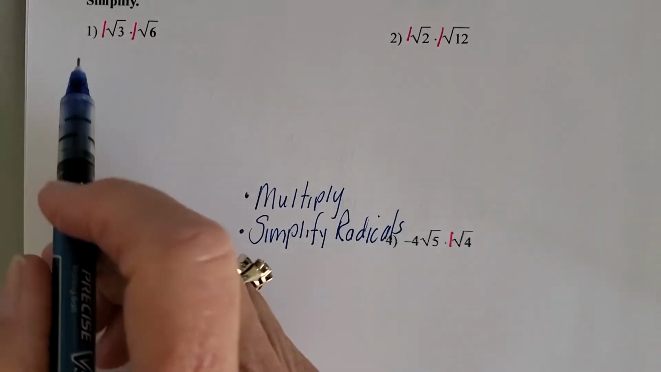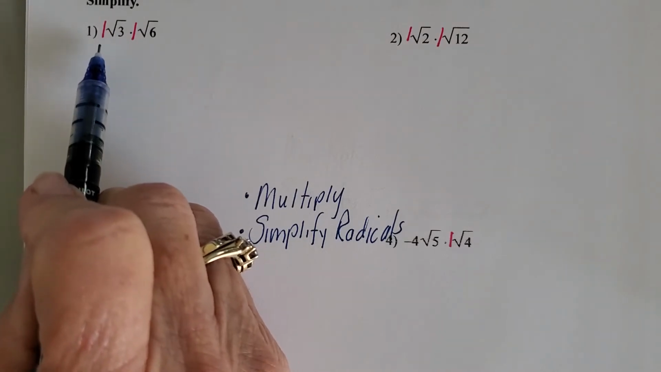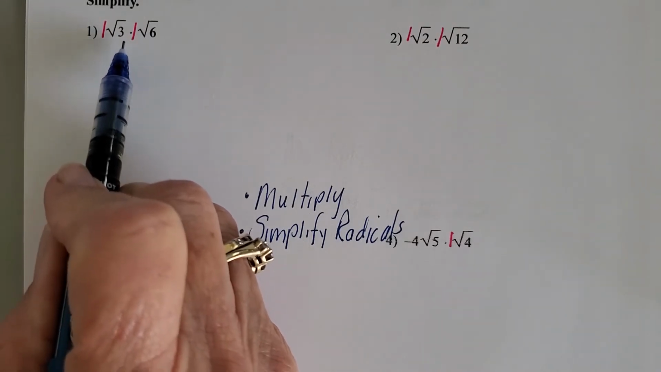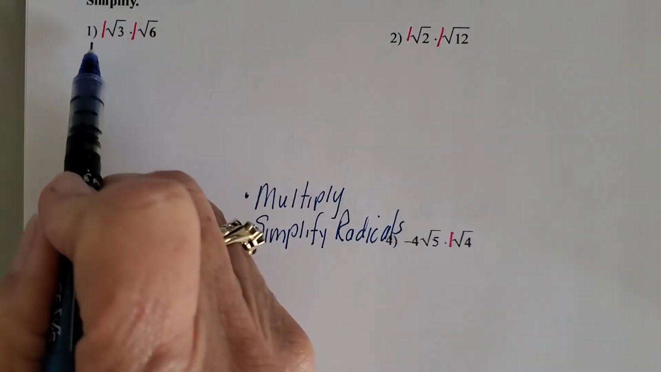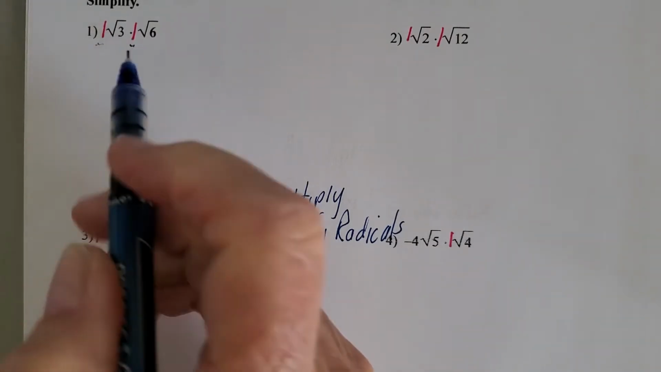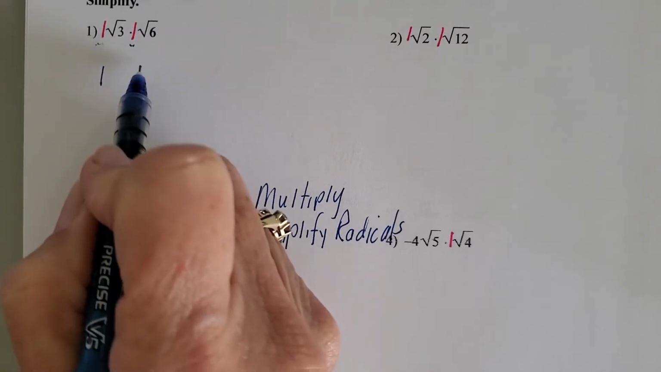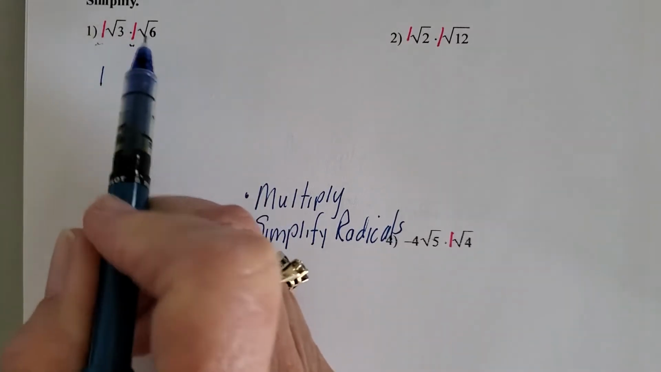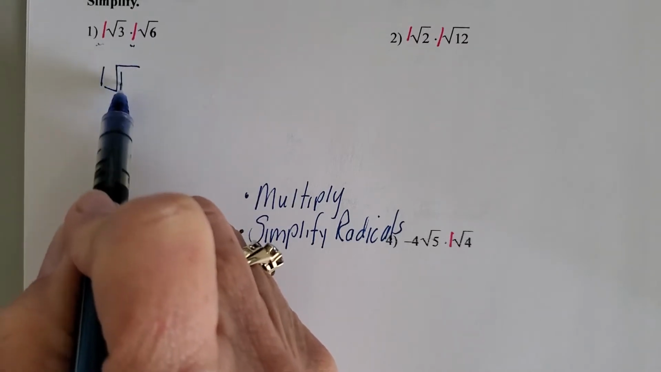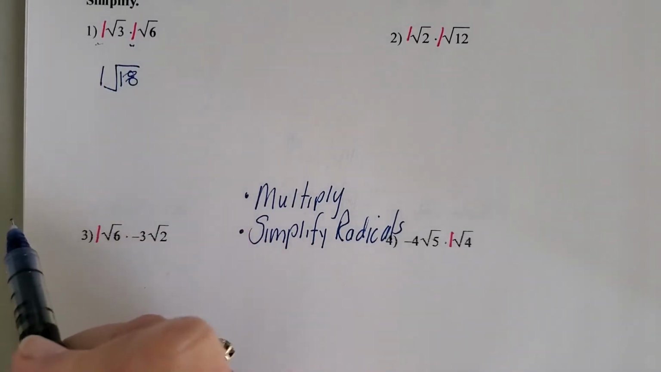Okay, so we've got 1 radical 3 times 1 radical 6. Again, remember they're hidden numbers there. So we'll multiply what's outside the radical first. 1 times 1 is 1. And then multiply what's inside the radical. 3 times 6, and that gives us an 18 inside a radical sign.